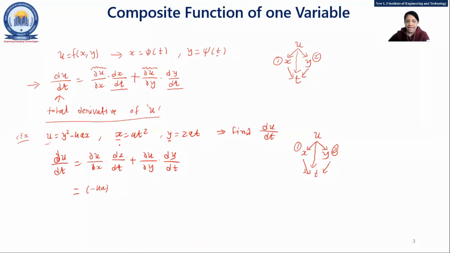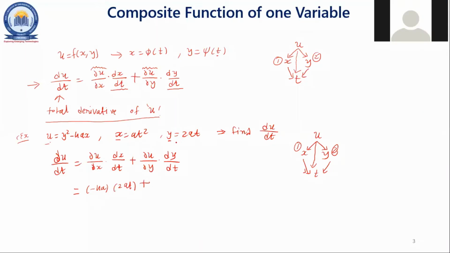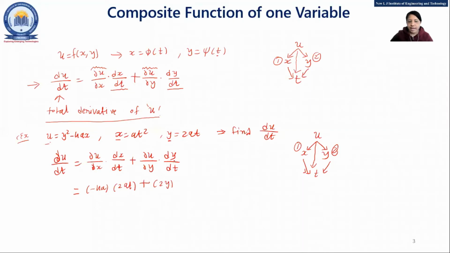How? Because x is at square here, so 2at. So write down in a separate bracket minus 4a into 2at, plus del u by del y. Okay, you can mute yourself. Del u by del y. So u is y square minus 4ax. Now del u by del y means it is with respect to y, so this is supposed to be constant. So I'll write 2y. Fine, 2y.